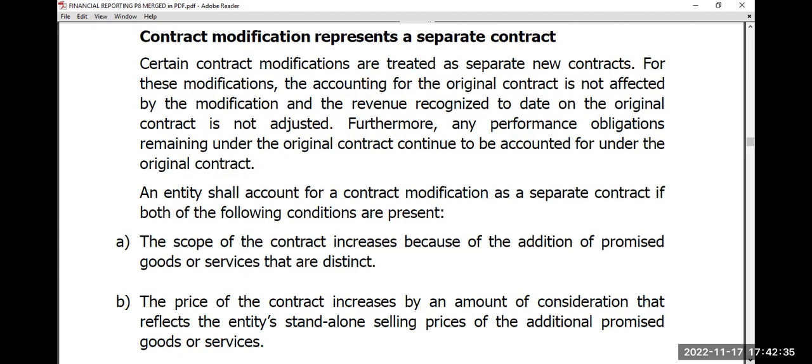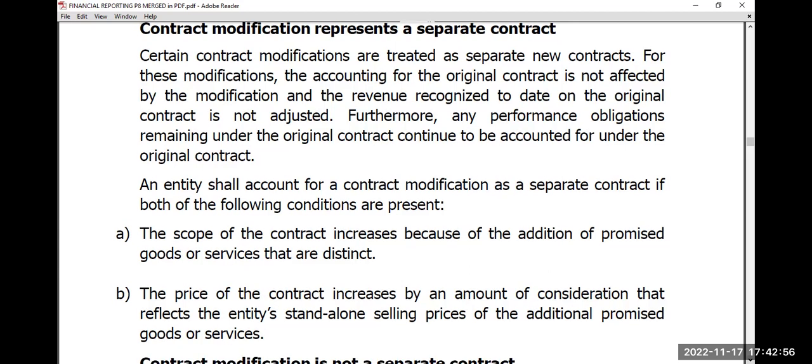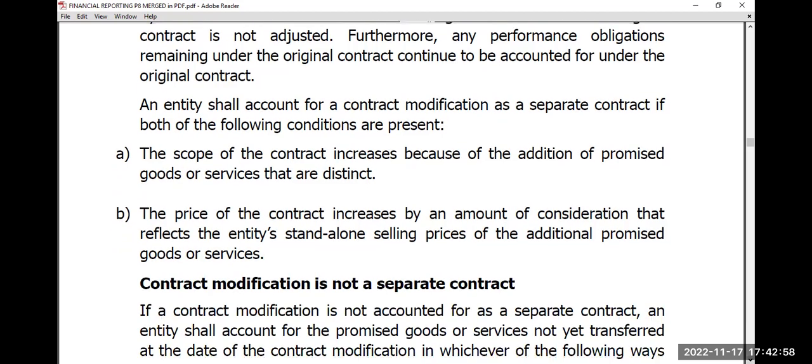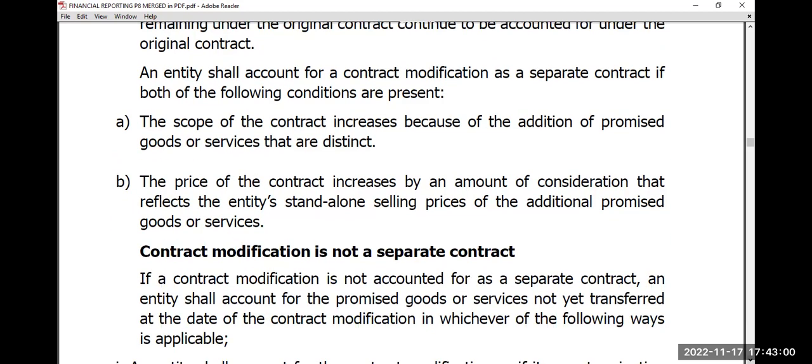Then let's look at some of the criteria that we are going to be following. We are saying that an entity shall account for a contract modification as a separate contract if both of the following conditions are present. Remember, both of them are supposed to be present, not one. If one is present and the other one is not, it means we can't recognize it as a separate contract.